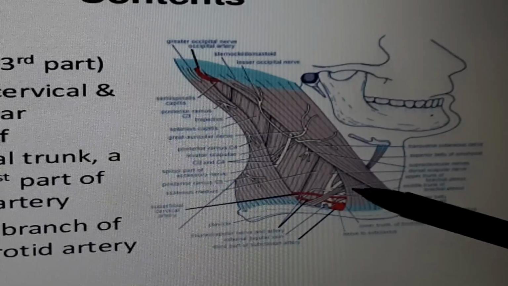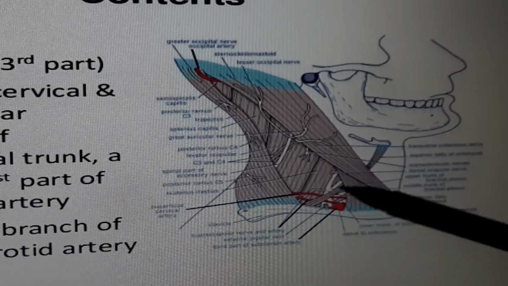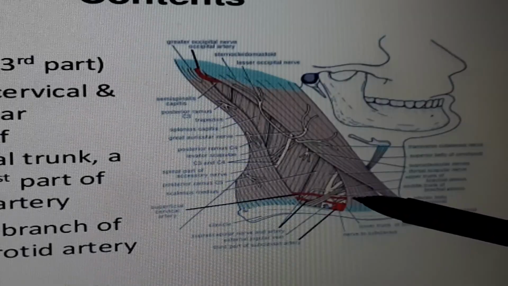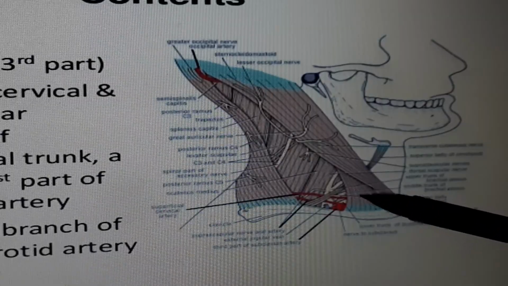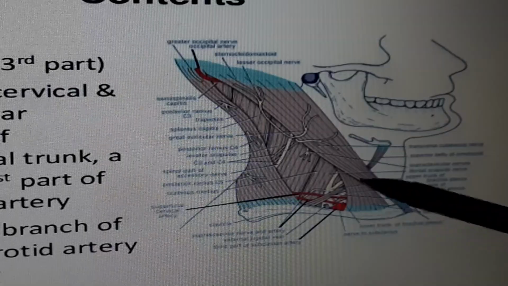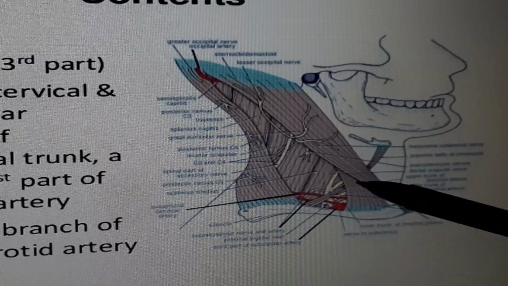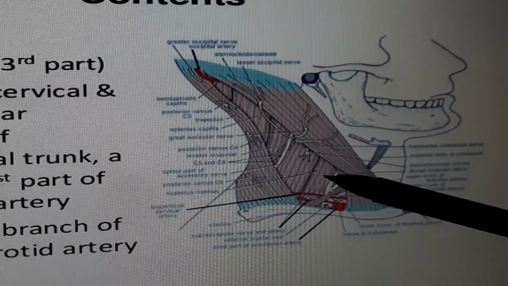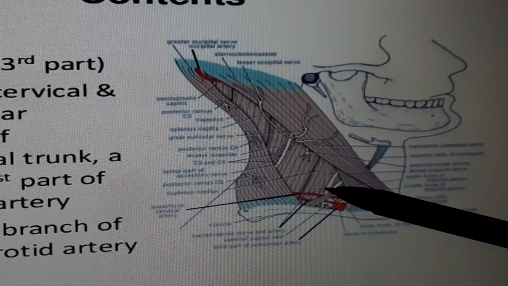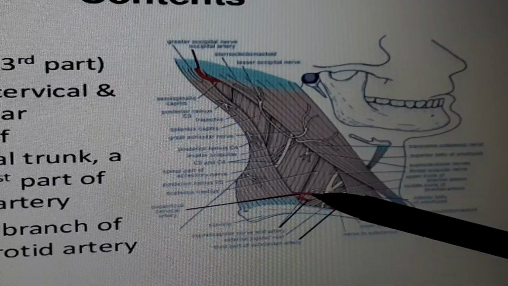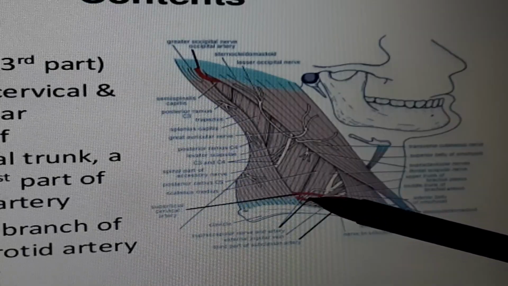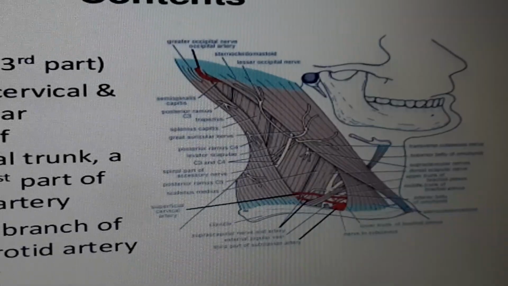The brachial plexus, the roots and the trunks, are present between the scalenus medius and scalenus anterior muscles. Here you cannot see the scalenus anterior muscle because it is covered by the sternocleidomastoid muscle. This is the scalenus medius muscle. And one nerve you can see here, this nerve, is the suprascapular nerve, which runs along with the suprascapular artery.